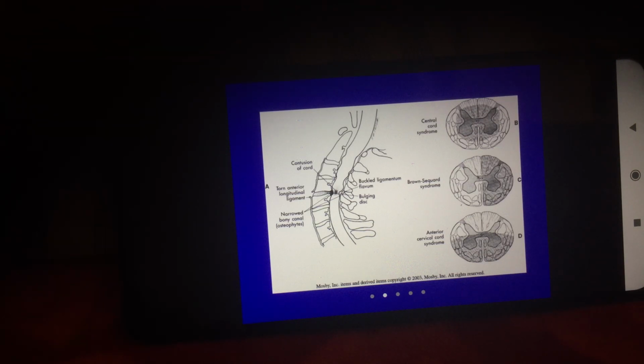Brown-Séquard syndrome, as I told you, is hemisection. Half of the spinal cord is injured. Since the motor tracts go down on the same side, motor will be absent on the same side, whereas sensory will be absent in the other, opposite limb. And this is anterior cord syndrome. The anterior part of the cord is injured and the posterior part is intact.